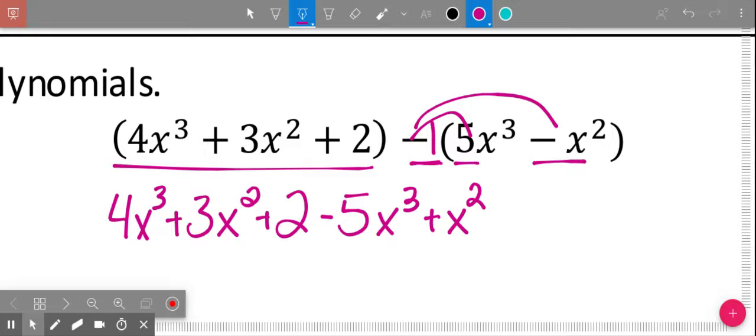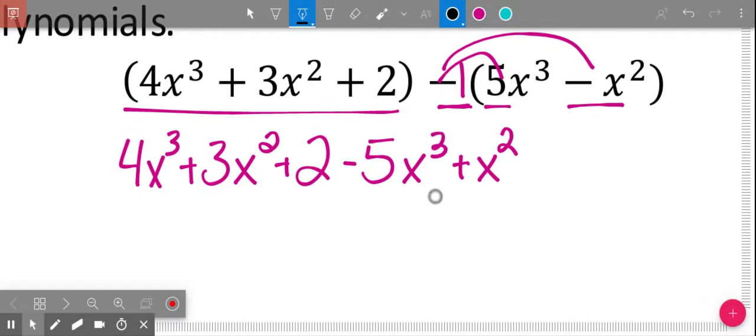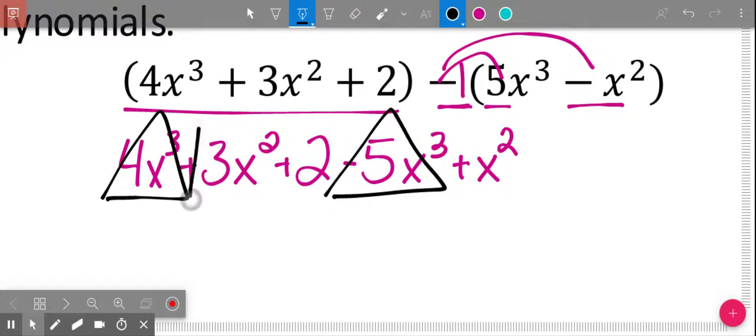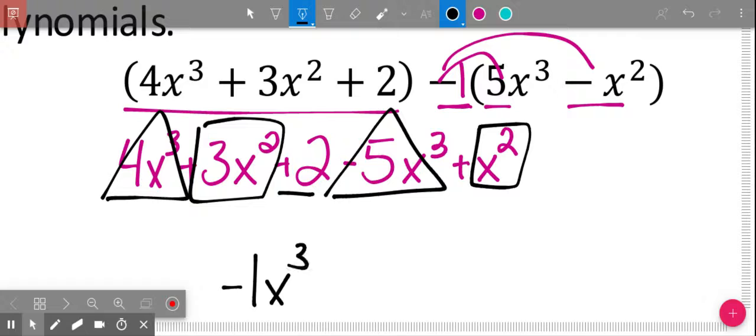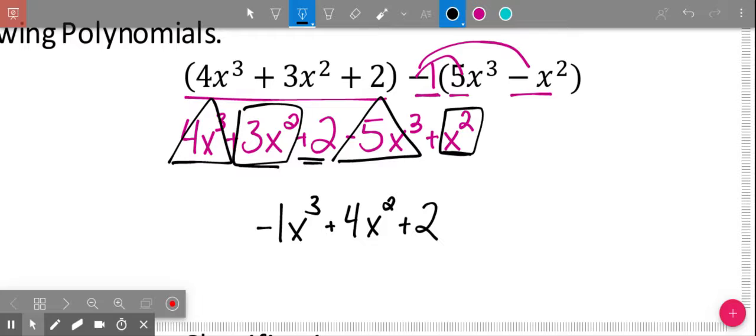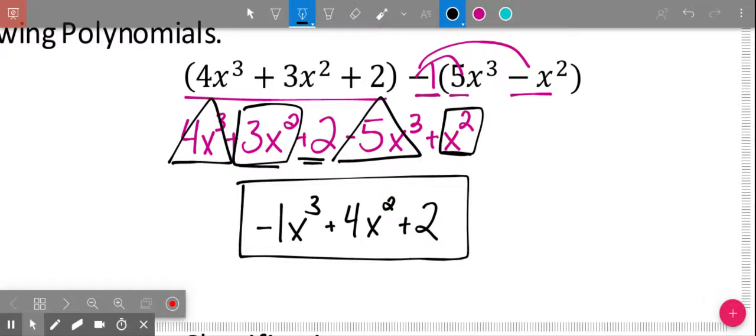Now from there, this is when we can do what we did yesterday. So I'm going to put triangles around my x cubes. I'm going to box in my x squareds. My 2 is a lonely 2, so I'm just going to underline it. Okay, so now I look at all my shapes and I can combine my like terms. So 4x cubed minus 5x cubed gives me negative 1x cubed. 3x squared plus an x squared gives me plus 4x squared. And I just have a standalone 2, so plus 2. And that's my final answer. So after we distribute that negative 1, it turns into a normal problem.